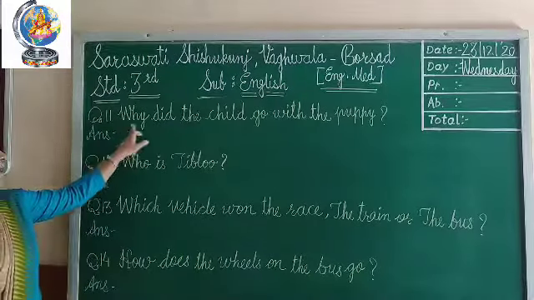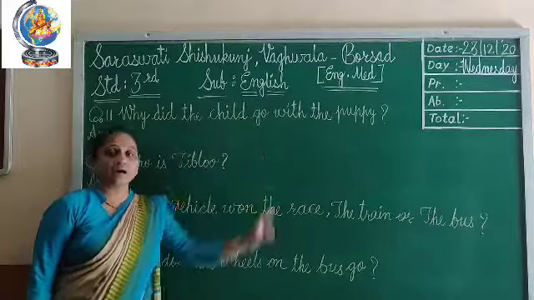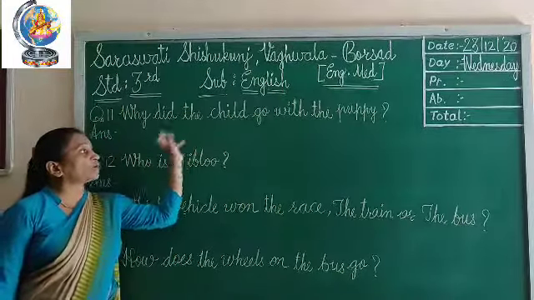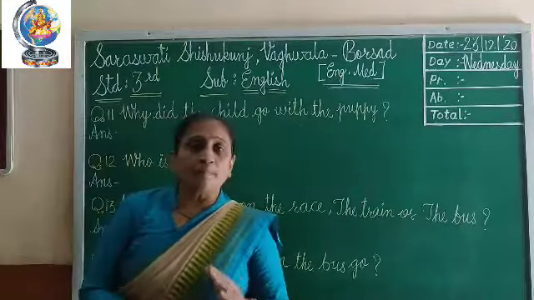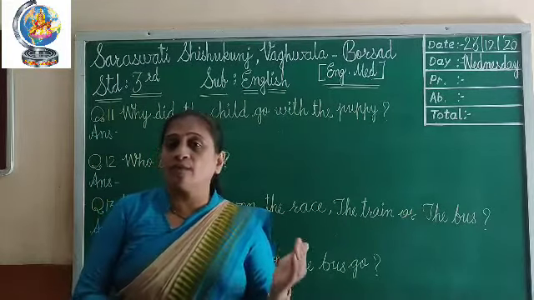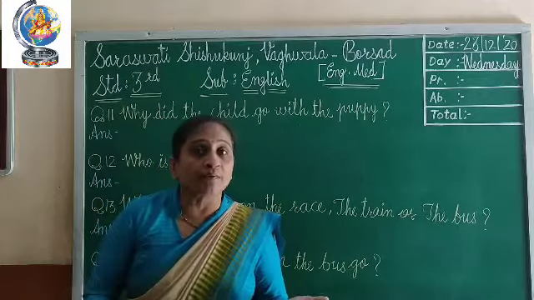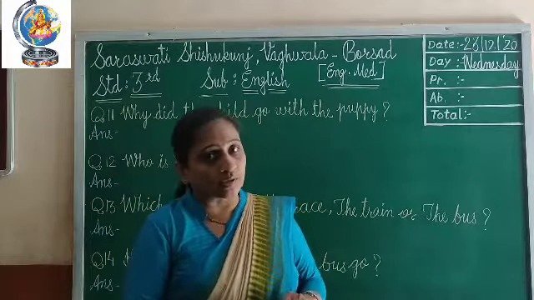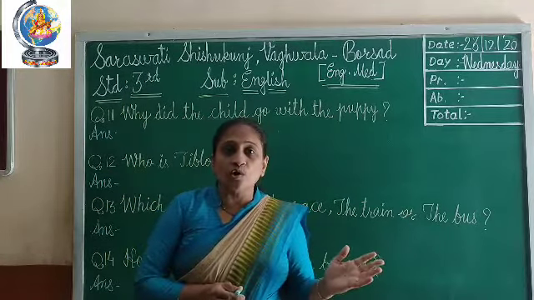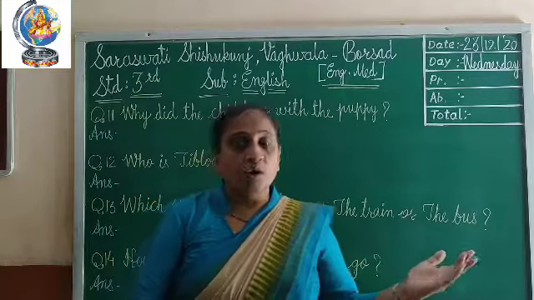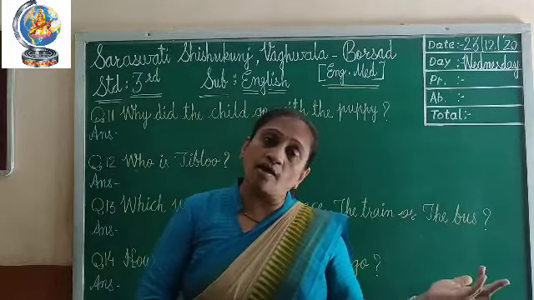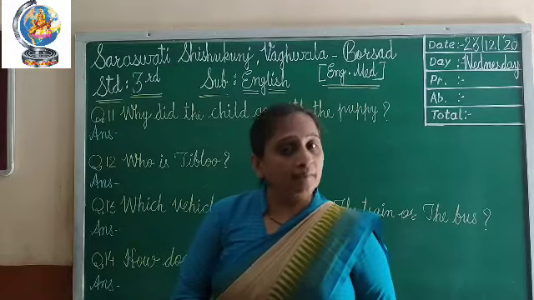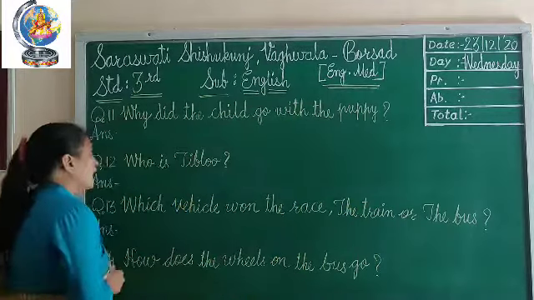Okay, remember, eleven number question, why did the child go with the puppy? So when the puppy was playing, the child was asking, where are you going, puppy? So the puppy said that I am going to the hills to play and roll. And the child does not want to go to buy some bread with the man or to buy some hay with the horse, but the child wants to play with the puppy because the puppy was going to the hills to roll and play. Okay, so we can write the answer like this way.